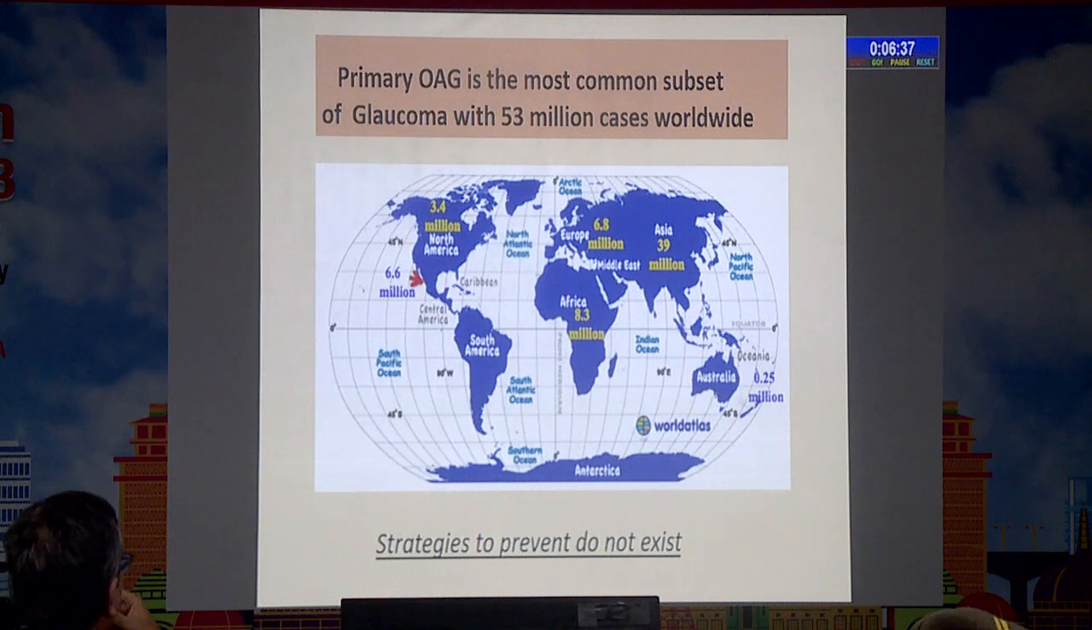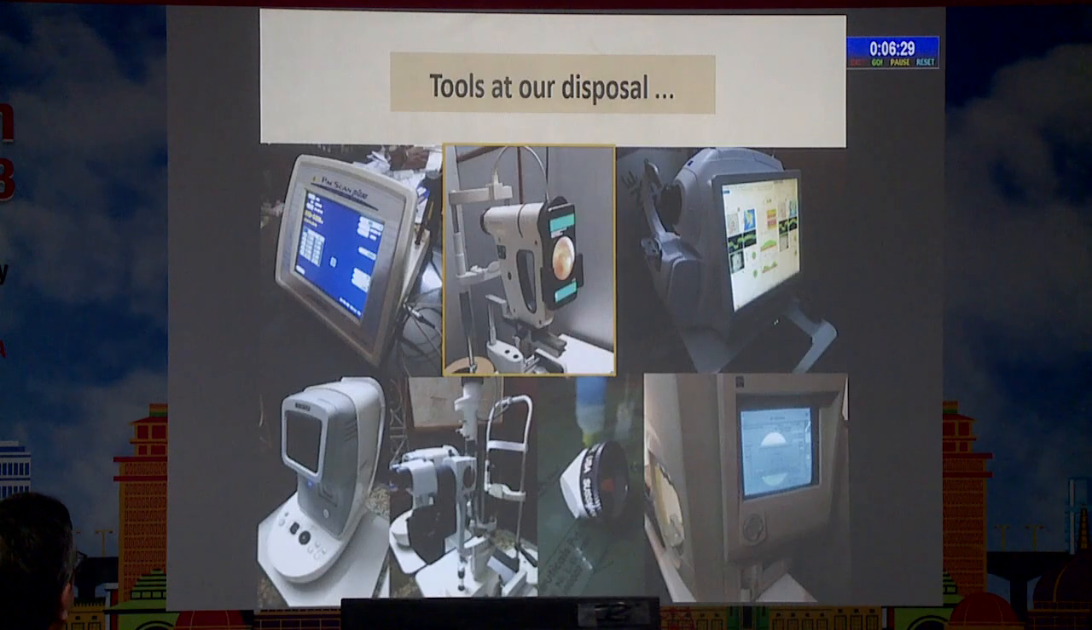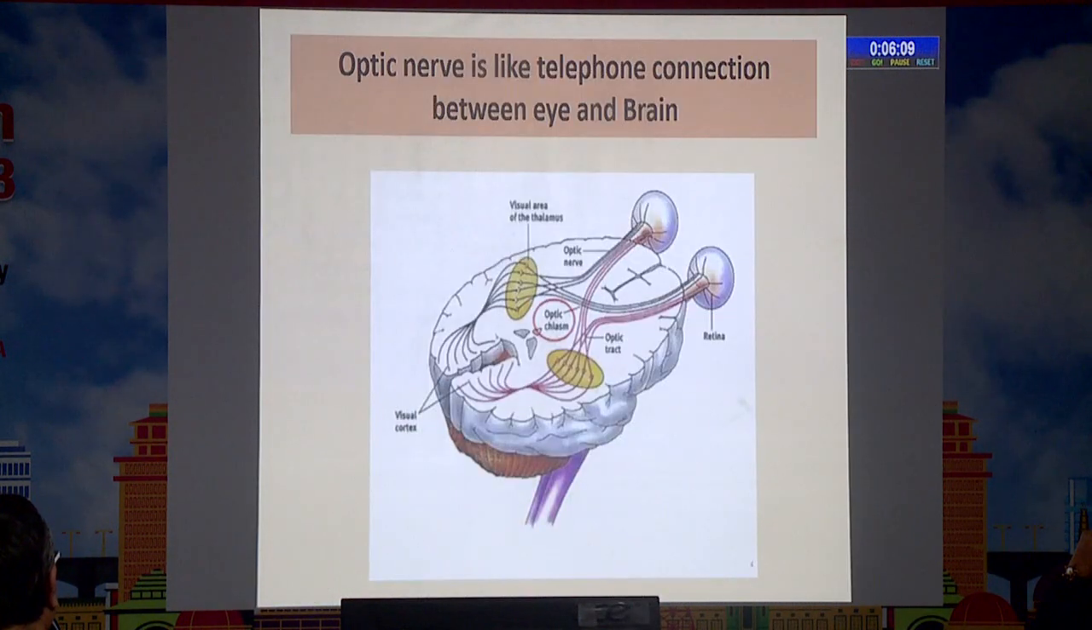Primary open-angle glaucoma is the most common subset of glaucoma, with 53 million cases worldwide. And we do not have strategies to diagnose accurately whether it is a glaucoma or a non-glaucoma case, especially in the early cases. The tools at our disposal are shown in the picture. These are used for making a diagnosis of glaucoma.